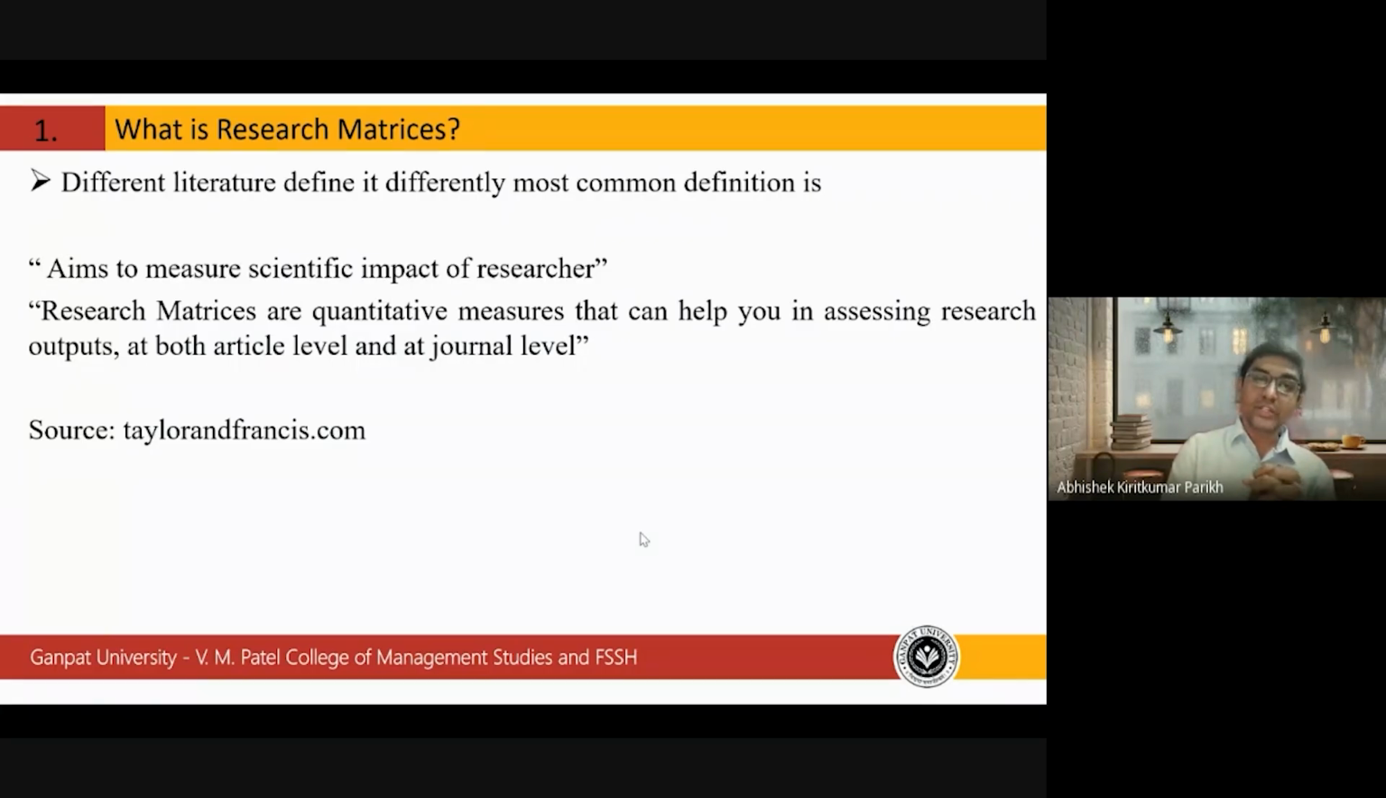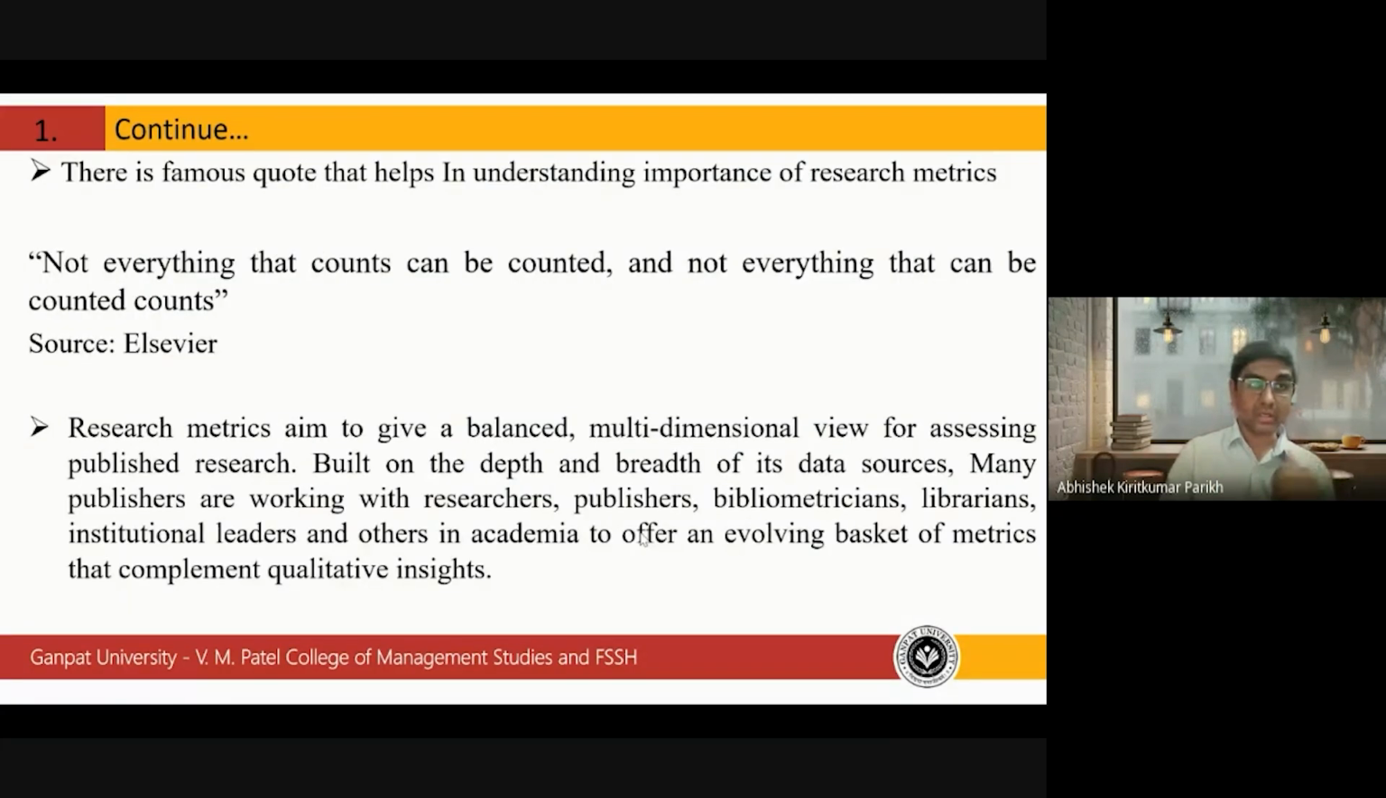So we'll discuss the institute and author level research matrices also. But here, Elsevier and Taylor and Francis have identified these research matrices as article level and journal level impact of the research work they publish. So there is a right time to quote one quote here: not everything that counts can be counted, and not everything that can be counted counts.